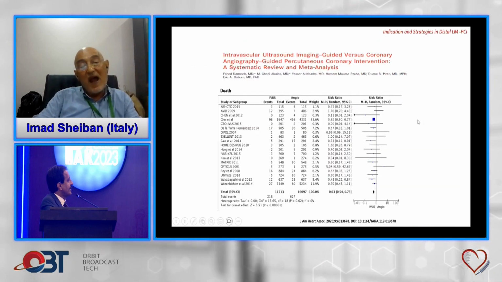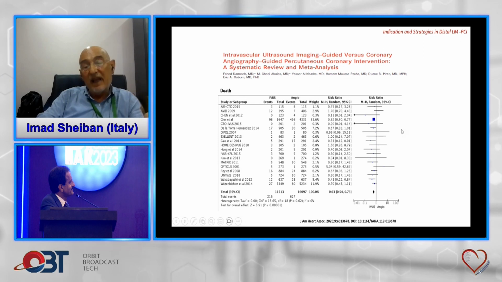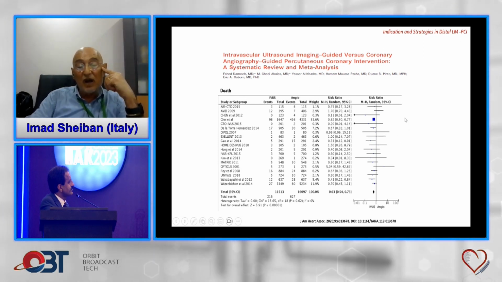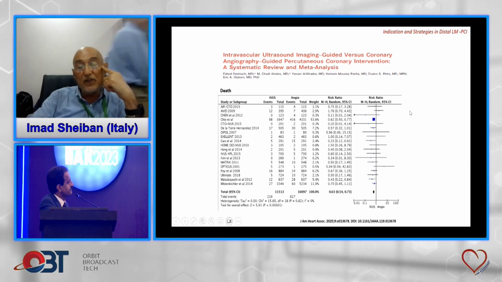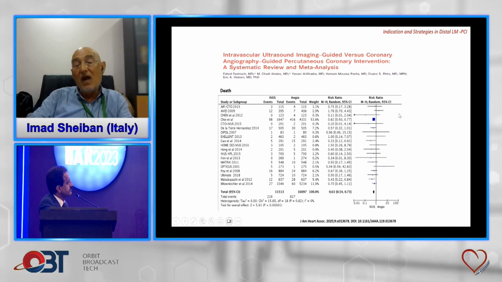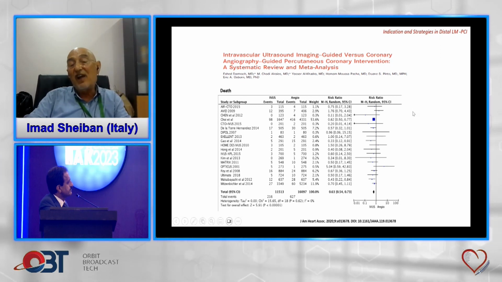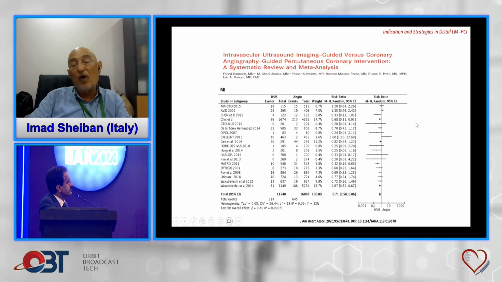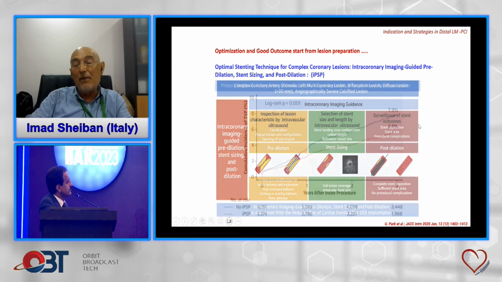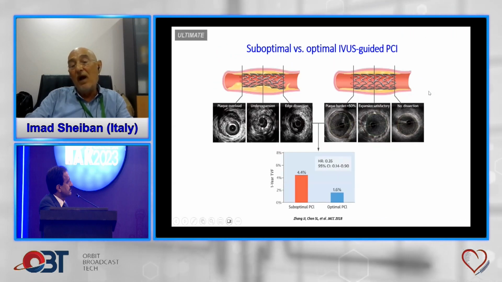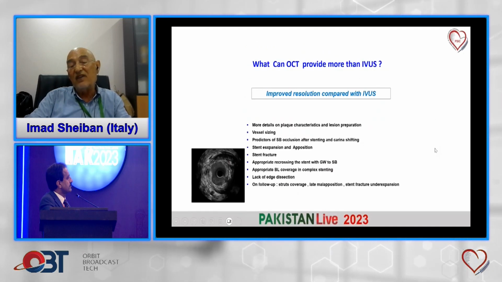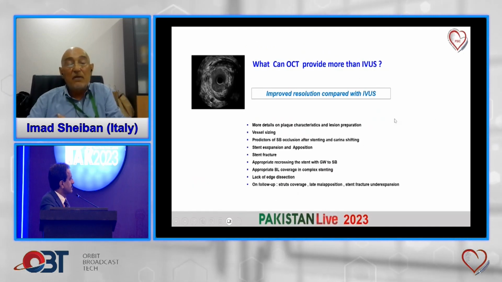And we have a lot of clinical data showing that intravascular imaging guidance for our procedure, and particularly for distal left main, that means bifurcation, will improve clinical outcome significantly, not only in terms of target lesion revascularization, but mortality can also be reduced by the use of intravascular imaging guidance during our procedure.